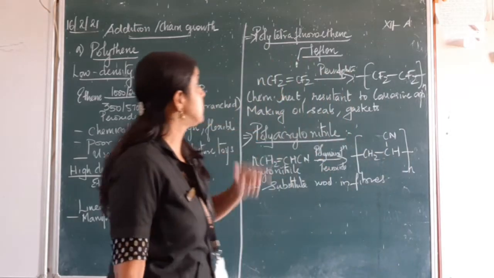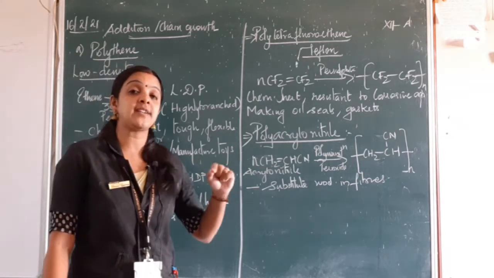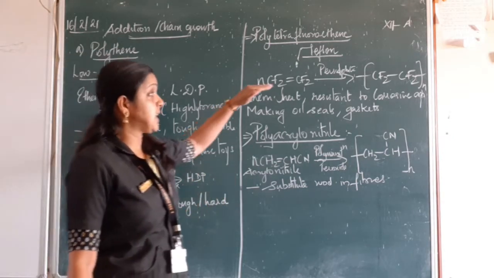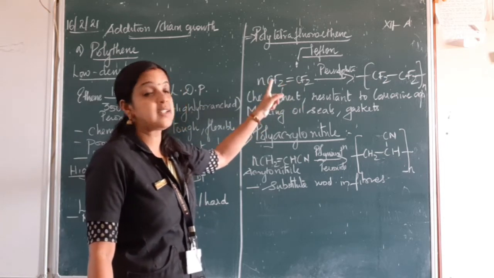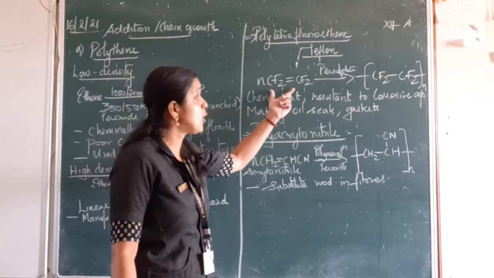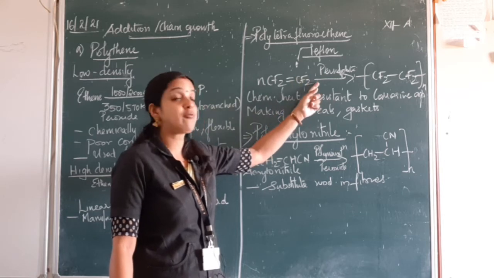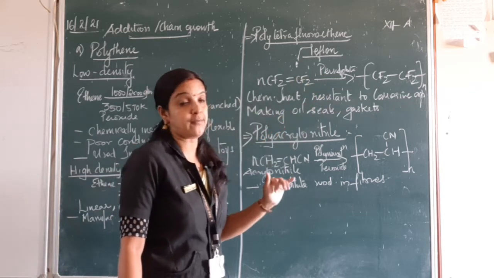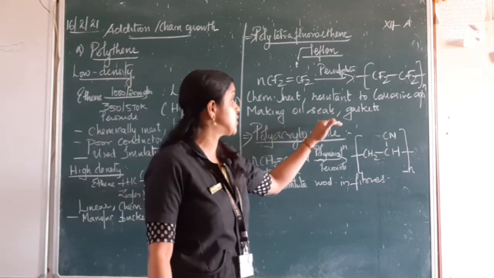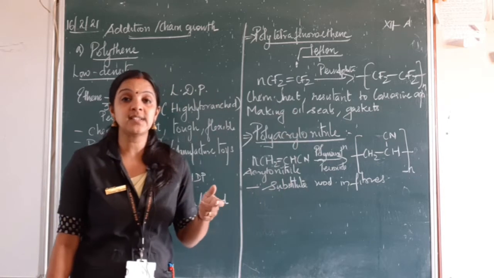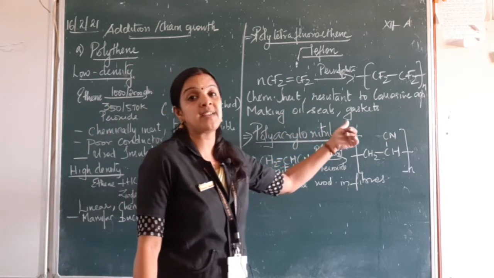pipes. The next one is Teflon, which we have learnt in our 10th standard, children, polytetrafluoroethene. Here tetrafluoroethene, 4 fluorine atoms, so tetrafluoroethene is C double bond C. So N molecules of tetrafluoroethene will undergo polymerization in the presence of persulfate as catalyst to form Teflon. Teflon is also chemically inert, it is resistant to corrosive agents, that's why it is used in making oil seals and also a coating for our utensils and also used for making gaskets.